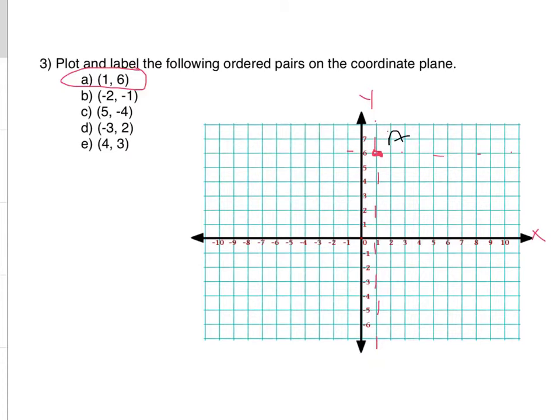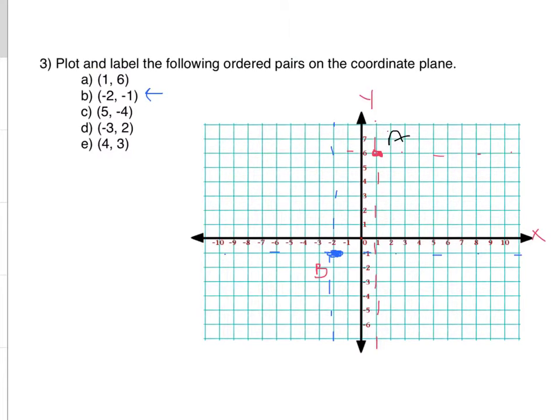Our next coordinate is -2, -1. So my x-coordinate is -2. I can draw my dashed line so I know where I am. My y is -1, so I'll go down to -1 on the y-axis. Draw my dashed lines. Where the two intersect is the point -2, -1. And that one we are calling B.